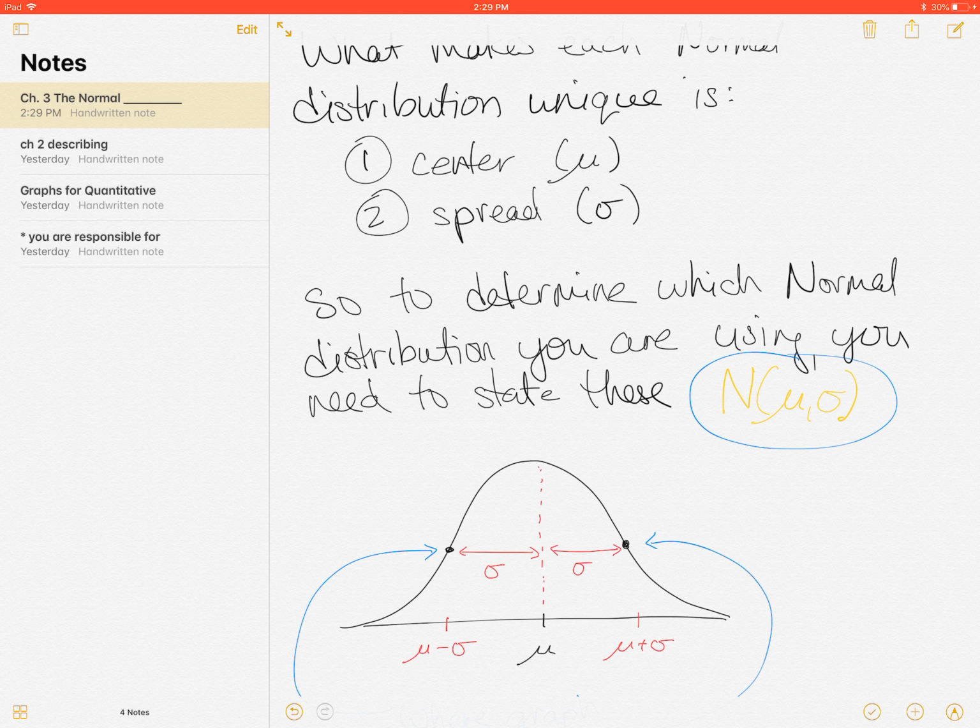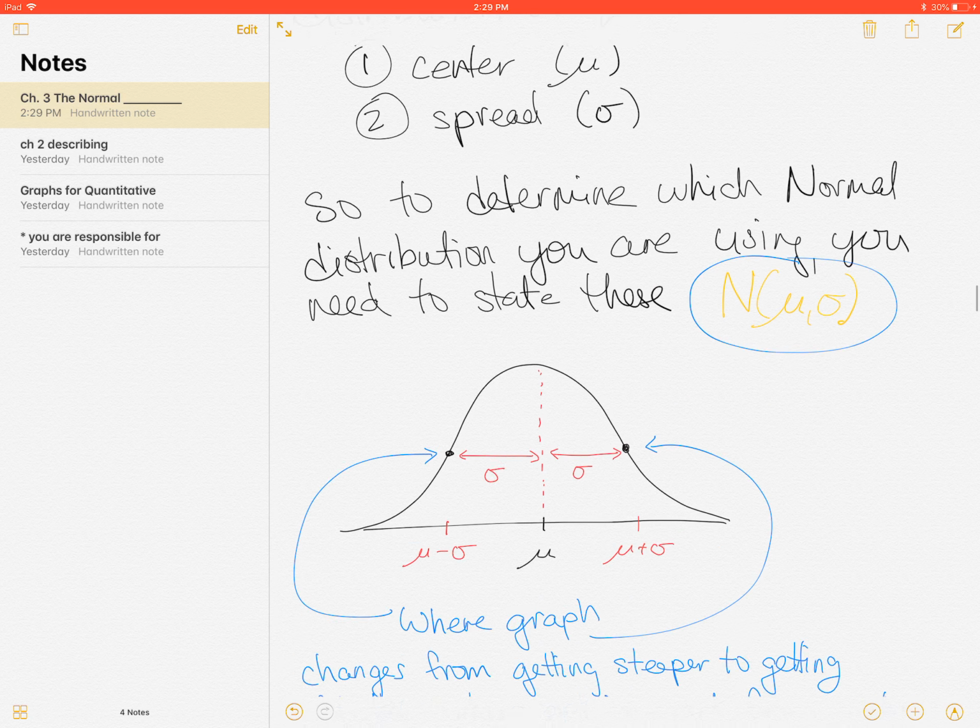Now, mean is the middle. That's kind of easy to see. It's the top of the mountain. But let's talk just briefly about how we measure spread. What does that standard deviation mean? And it's really not going to be important, but just so you know.